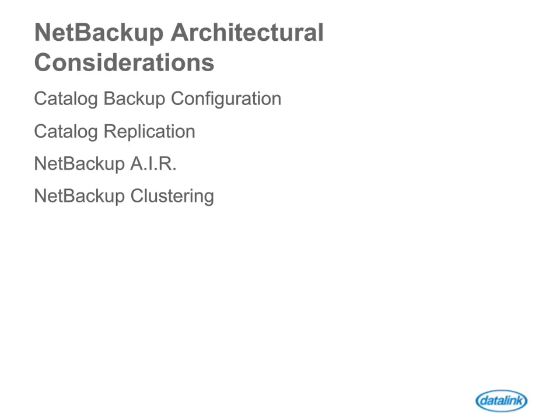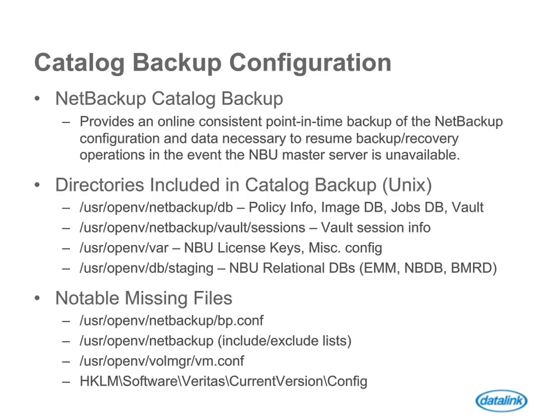So basically, the NetBackup catalog contains all the information, the history of backups that you've done for all your servers. The important information in the catalog itself contains your policy information, image database, jobs, vault information, also your media information, license keys, etc. You can take a look there for Unix as well as Windows, what information does get captured in here. One of the most notable missing pieces of information would be your NetBackup bp.conf, include/exclude lists, your volume manager configuration or vm.conf, as well as, if you're running a Windows NetBackup master, your registry information that's stored under the CurrentVersion config in the registry.